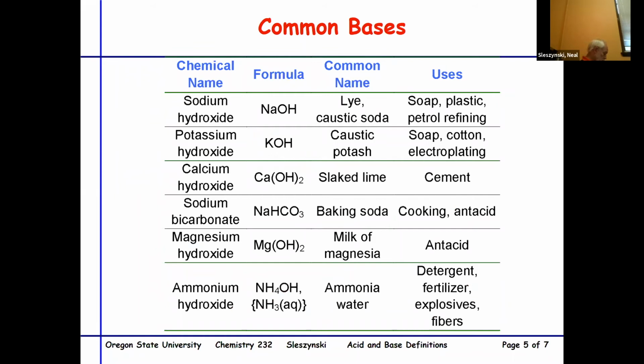Common bases we'll see here, again, are hydroxides: sodium hydroxide, potassium hydroxide, calcium hydroxide, and the list goes on. Ammonium hydroxide, the last entry, is actually the compound that you get when you mix ammonia with water. Ammonia reacts with water, removing a hydrogen from a water molecule, producing an ammonium +1 ion and a hydroxide -1 ion.